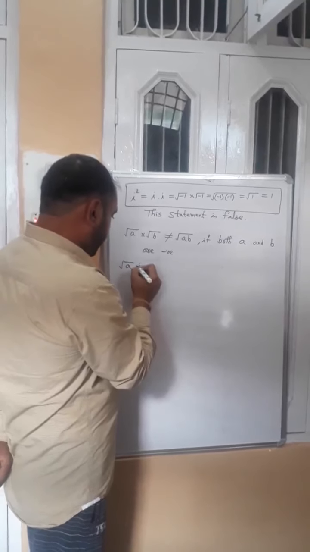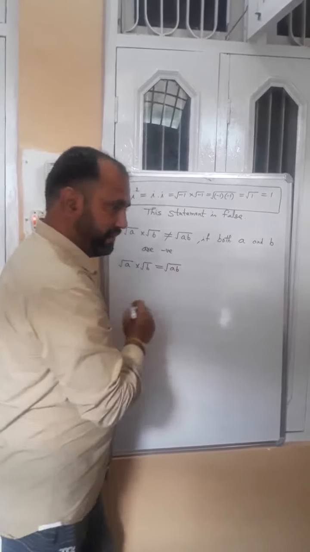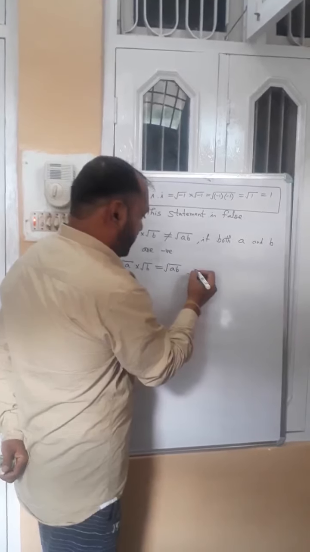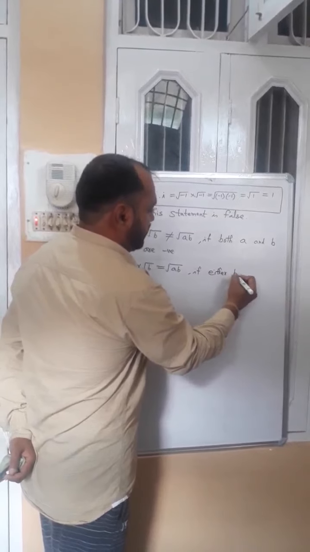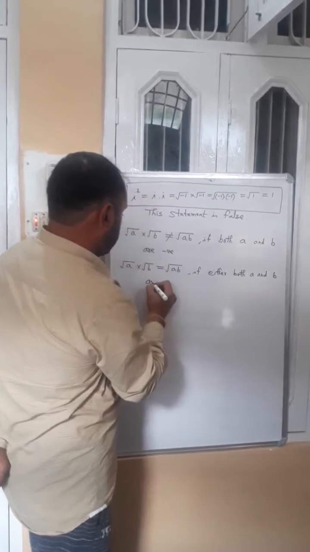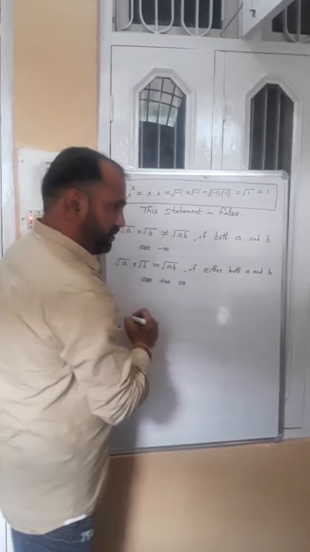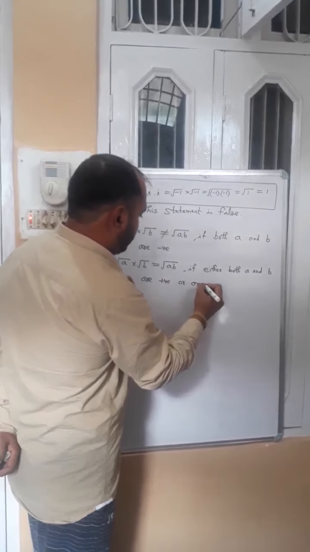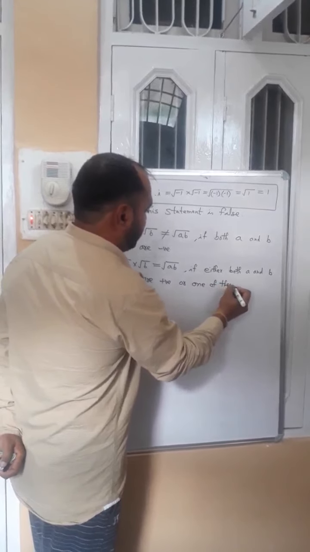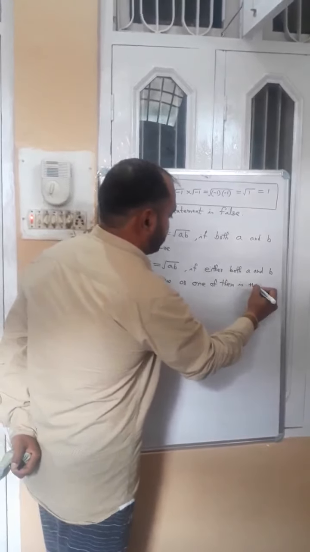Root a times root b is equal to square root of ab only possible if either both a and b are positive real numbers, or one of them is a positive real number, right?